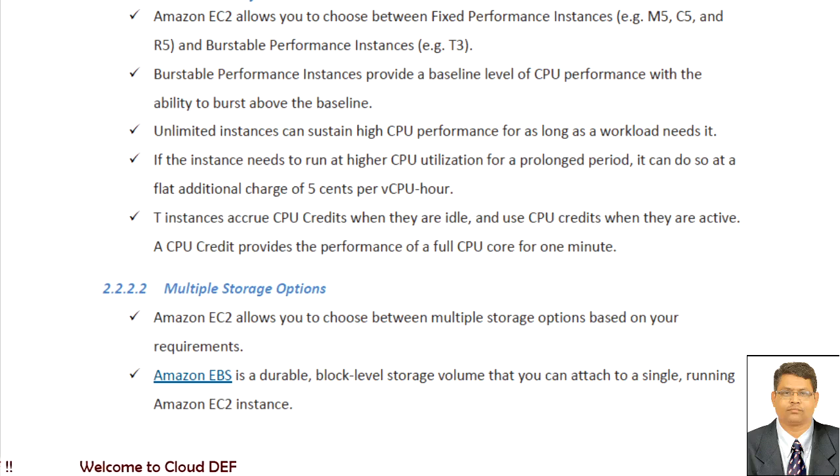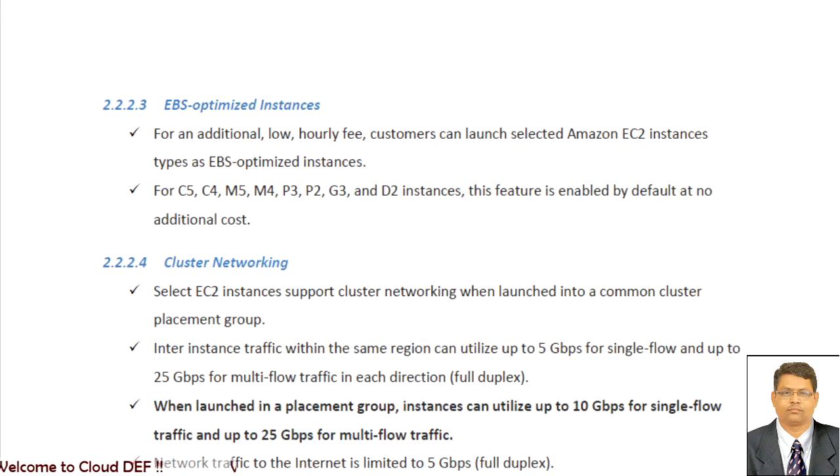2.2.2.2 Multiple storage options. Amazon EC2 allows you to choose between multiple storage options based on your requirements. Amazon EBS is a durable, block-level storage volume that you can attach to a single, running Amazon EC2 instance. 2.2.2.3 EBS optimized instances. For an additional, low, hourly fee, customers can launch selected Amazon EC2 instance types as EBS optimized instances. For C5, C4, M5, M4, P3, P2, G3, and D2 instances, this feature is enabled by default at no additional cost.